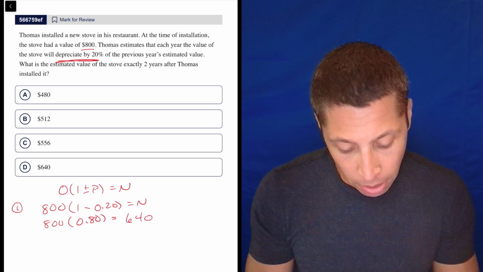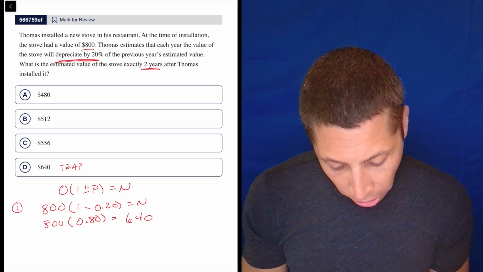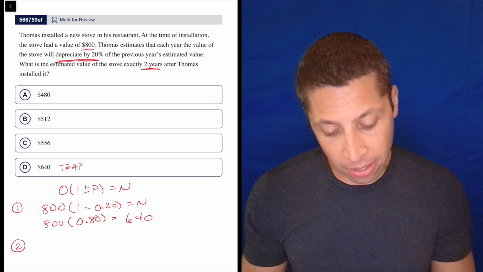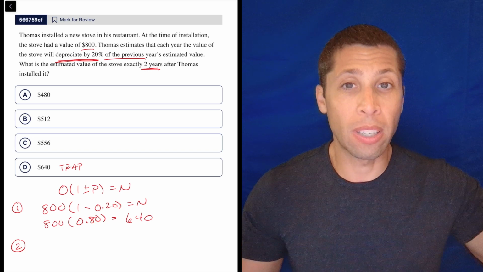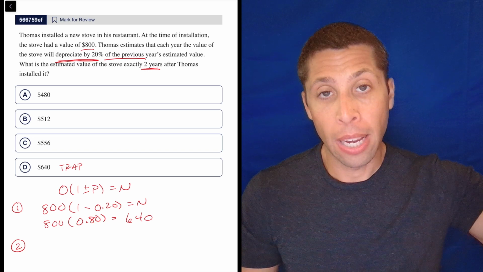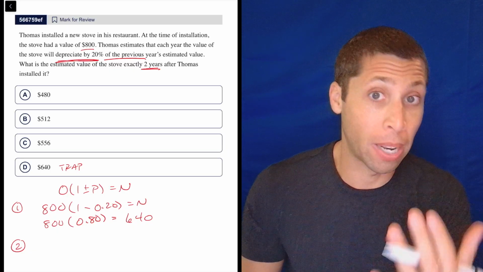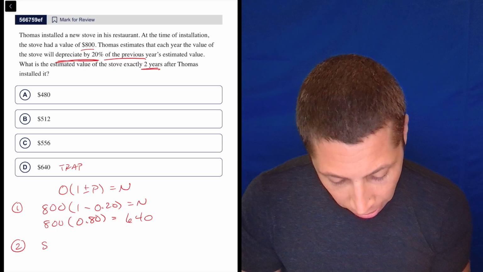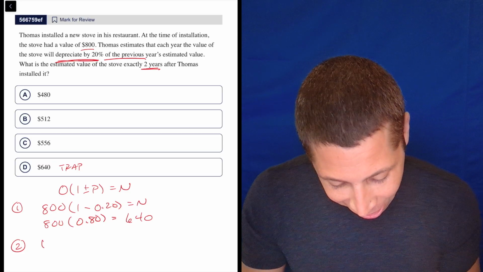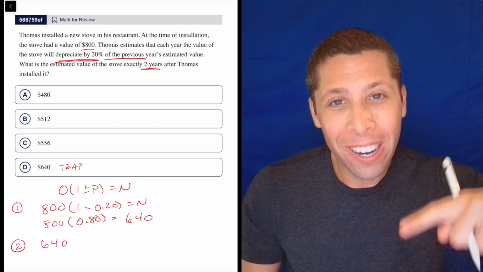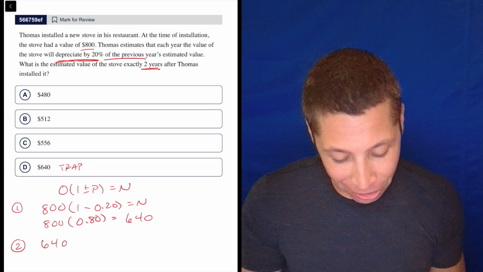So this is now a trap, because some of you just aren't going to read that it's 2 years. So we just have to do it again. Because it says it's 20% of the previous year's estimated value, we're decreasing by a different number each year. It is the same percentage, but that's the difference between a linear change and an exponential change. So this is going to be 640. 640 is our new original value, because it was our new value before. Now it's our new original for the next year.